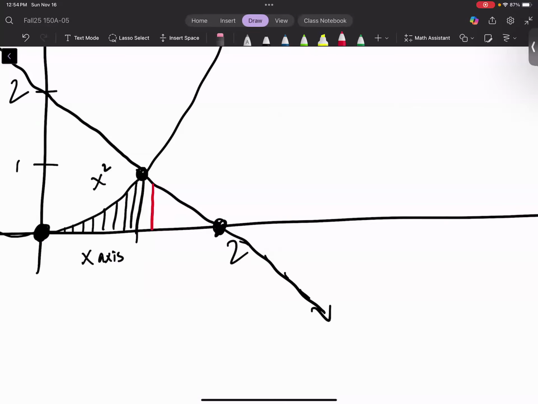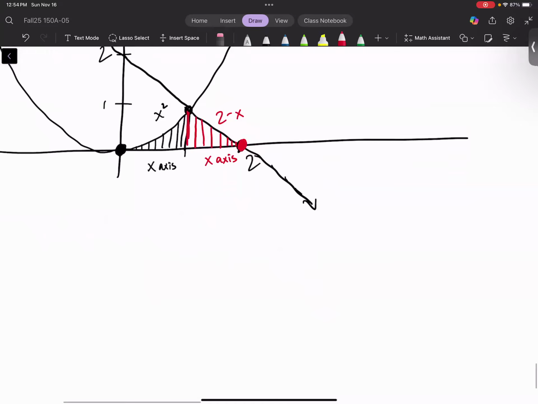So this integral on the left in black, that's going to be an integral. And then over here, since my top function switched, and this goes all the way till my final intersection point, that's a new integral as well. So this is our 2 minus x and our x-axis.